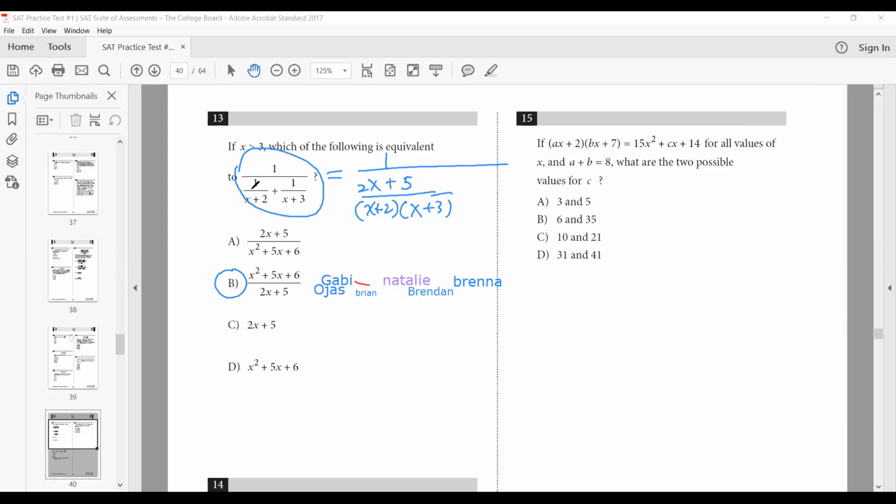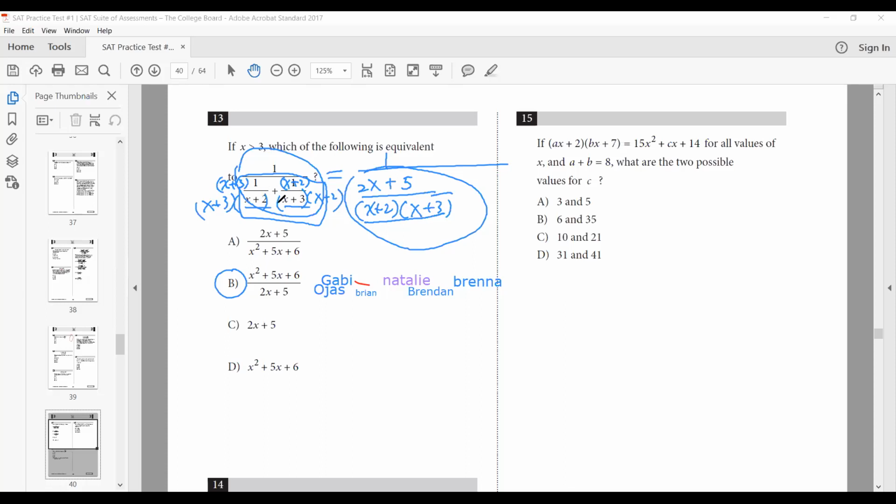Okay, let's see here. Actually this is a rational expression, so let's look at the denominator part. For the denominator, you can find the least common multiple. Here you can multiply by x plus 3, and here you can multiply by x plus 2. The denominators here are x plus 3 and x plus 2, so the common denominator is x plus 2 times x plus 3.